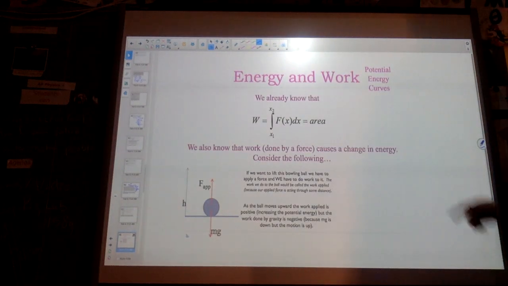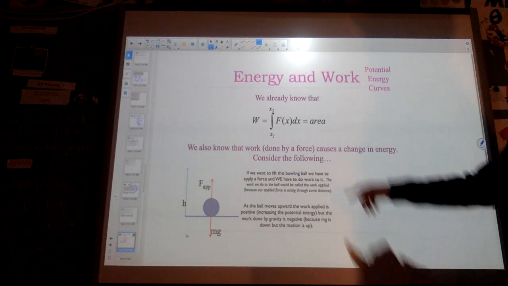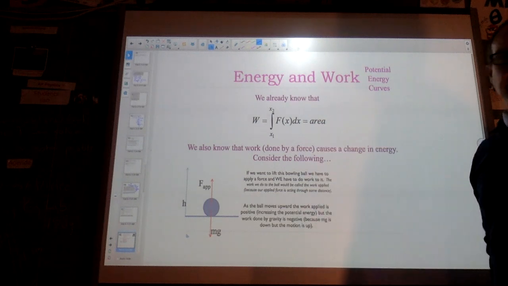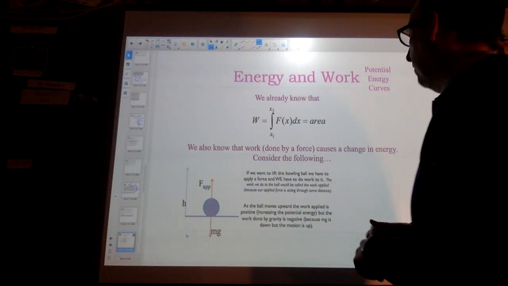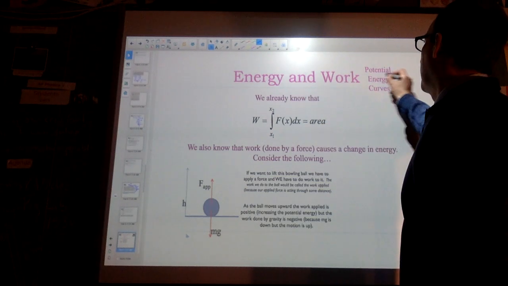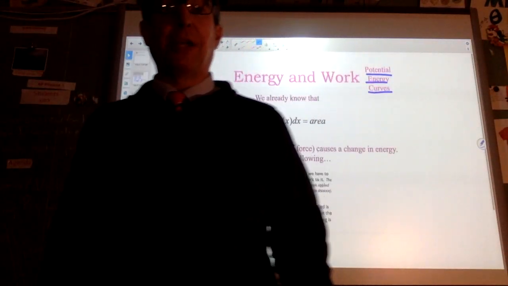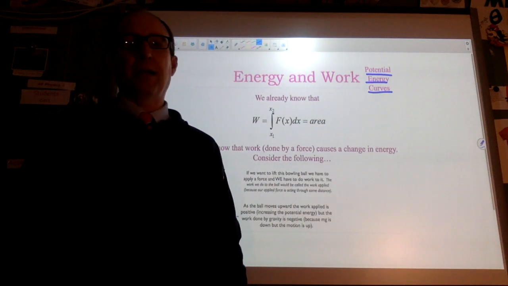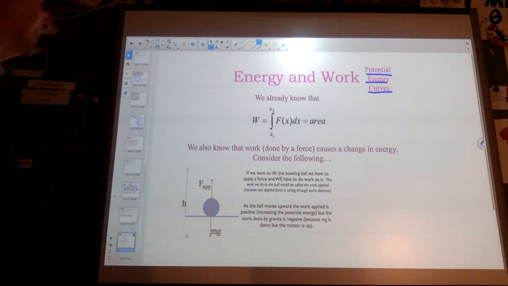All right, so we know that this work is going to be equal to the integral of F(x) dx from one end to the other. We can also figure this out by the area. A big part of this is they have you analyze potential energy curves. They don't show up on the other AP test. So I'm going to try to introduce these to you and try to make sense of them.